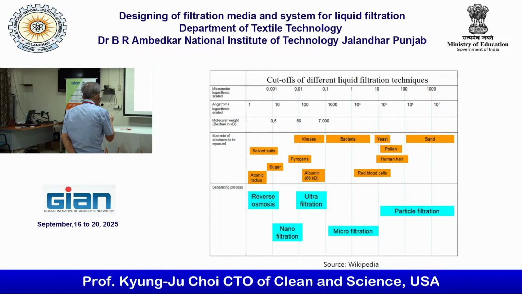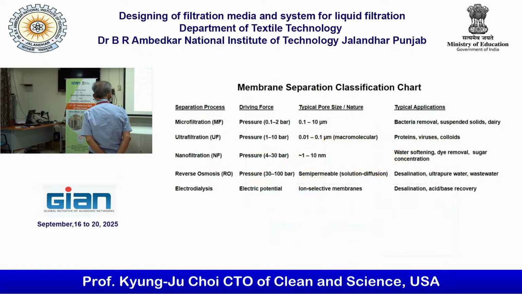So the ultrafiltration area is 0.01 to 0.1. Nanofiltration is 0.001 to 0.1. Reverse osmosis is 0.001. Then what about the filter media itself? If I want to use it for reverse osmosis, then the pore size has to be less than 0.001. That's the membrane area. This kind of separation: microfiltration, bacterial removal, and ultrafiltration, protein, virus, colorant.